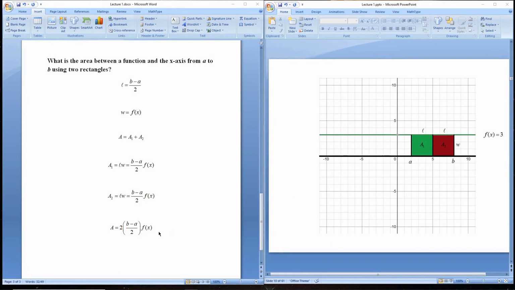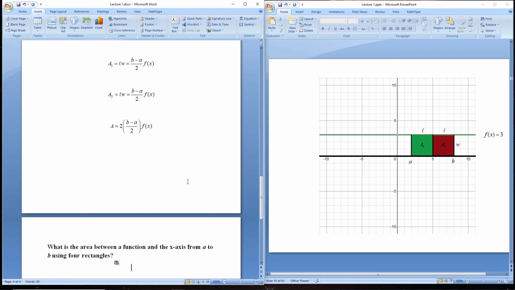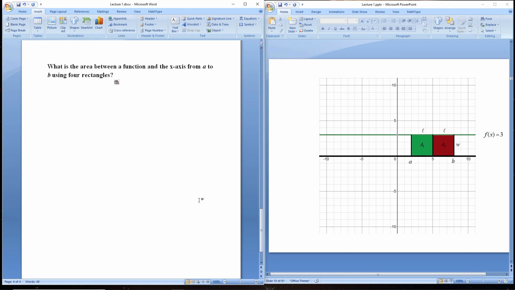So let's now take our 2 rectangles and break them into 4. Now we could break them into 3 or 5, but drawing wise it's easier for me to keep the number of rectangles even. So what we're going to do now is figure out the area using 4 rectangles here. And this is what it'll look like. I'll split them all up. We now have 4 rectangles to figure out the total area here under the curve.